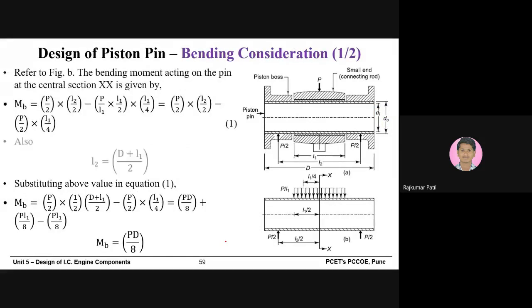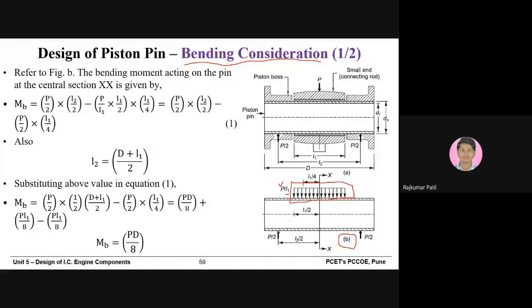Again, the second design criterion was bending consideration. For that, see figure B. On figure B, you can see the piston pin is in contact with the connecting rod, and it transfers the power or the force from the piston to the crankshaft, and this is the uniformly distributed force P over length L1. So P by L1.